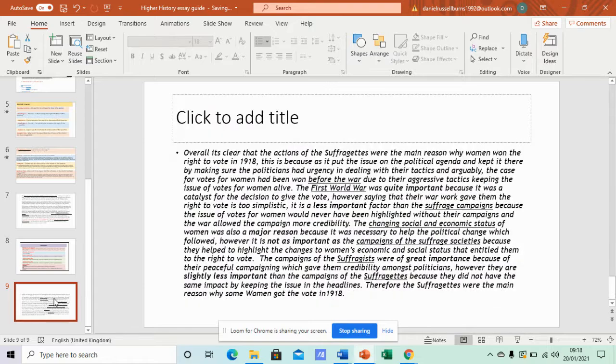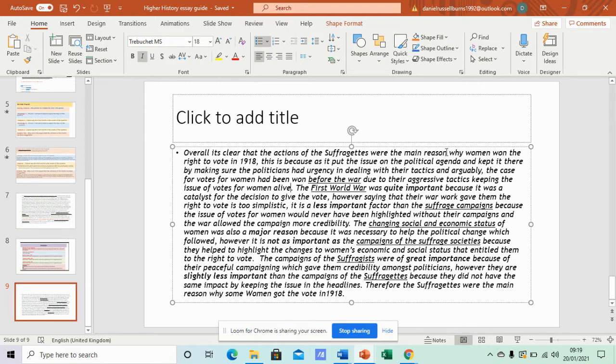Okay, so what I've given here is a sample answer, and it follows that structure, and this would gain the 3 marks that's needed. So if we look here, overall, it's clear that the actions of the suffragettes were the main reason why women won the vote in 1918. This is because it put the issue on the political agenda and kept it there by making politicians have urgency in dealing with their tactics, and arguably the case for votes for women had been won before the war due to the repressive tactics keeping the issue of votes for women alive. So overall, it's clear the suffragettes were the main reason. So that's your judgment. And then why, you've given a reason why that you would have already explained in your essay. Then you're going to take your factor 2.